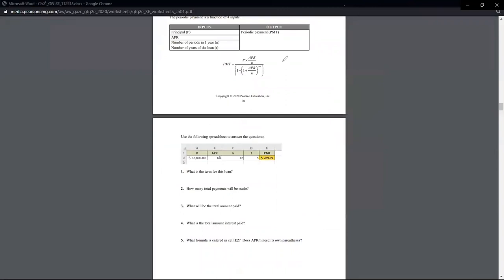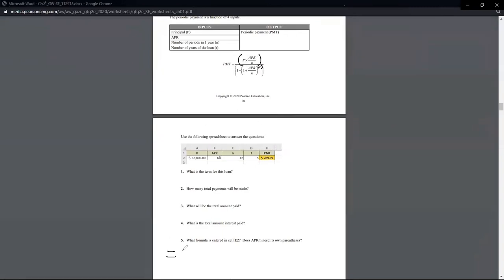This is the answer. Equals. So the P times APR over N, you have to put a parentheses for that. Then the negative NT, because the exponent's a little more complicated, you'll have to wrap a parentheses around that, along with all the other parentheses you see. But that'll be good enough.